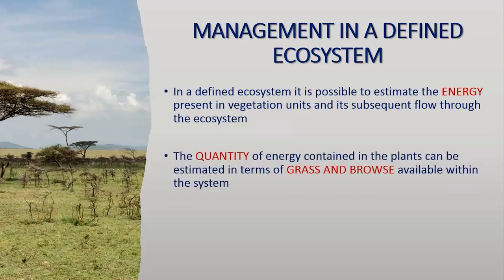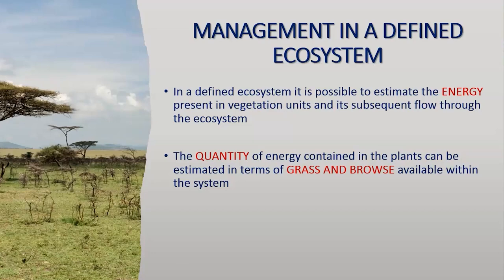So the quantity and energy contained in the plants can be estimated in terms of your grass and your browse, which is available within the system. Remember, browse is the herbage found in trees. So if we know the quantity of energy contained in plants and we know the requirements of certain animals, it's possible to decide what sort of herbivores that reserve or game ranch can support.